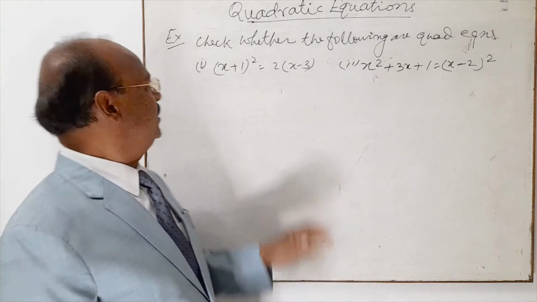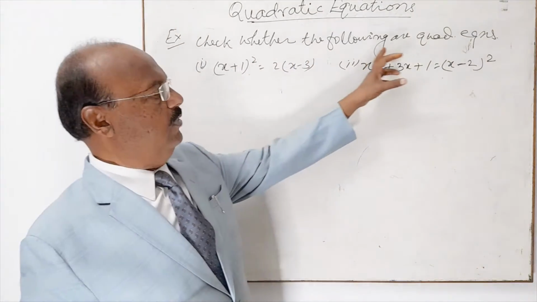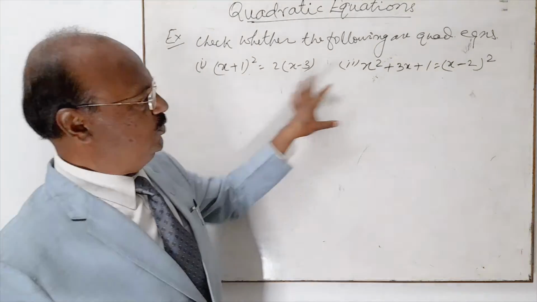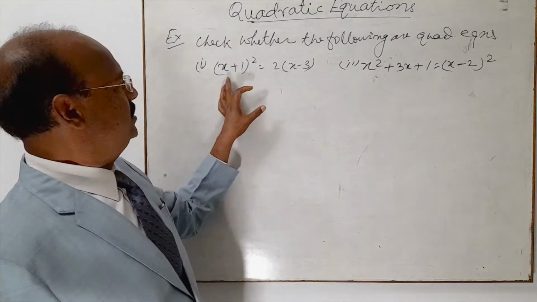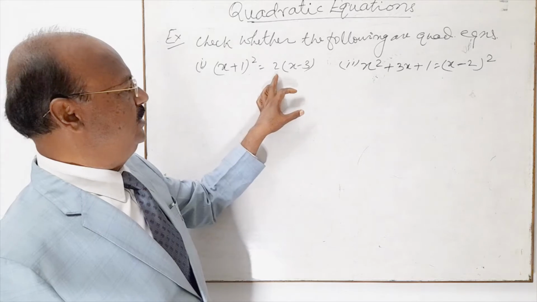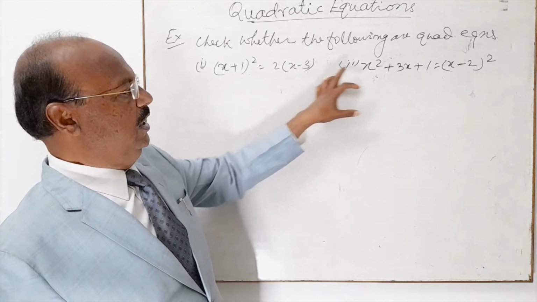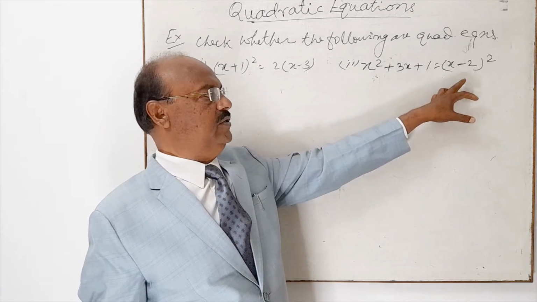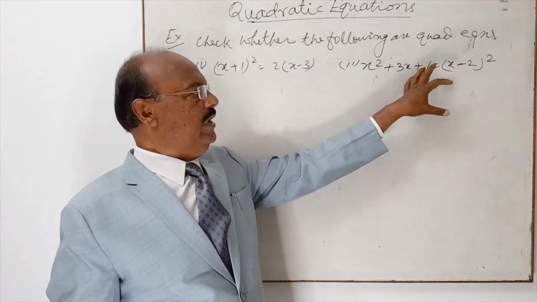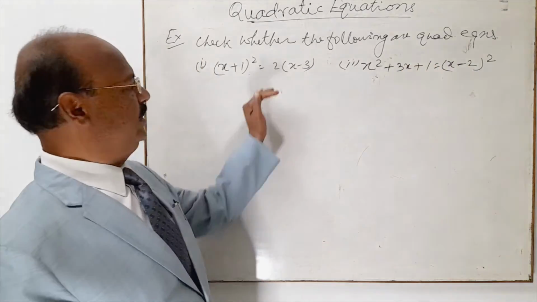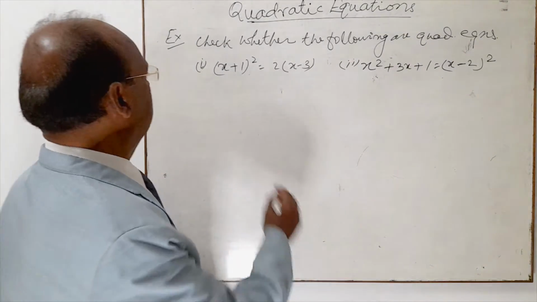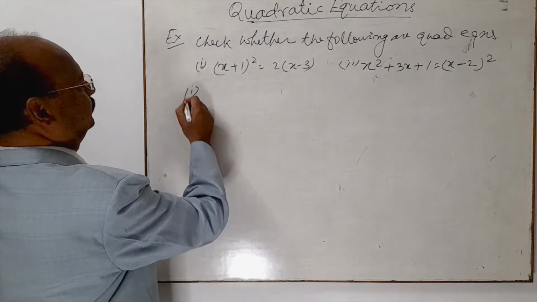So here the question is, check whether the following are quadratic equations. We are taking two questions here. First is (x plus 1) whole square is equal to 2 into (x minus 3). And second one is x square plus 3x plus 1 is equal to (x minus 2) whole square. Here we have to check whether these two given equations are quadratic or not. So let us solve the first one.